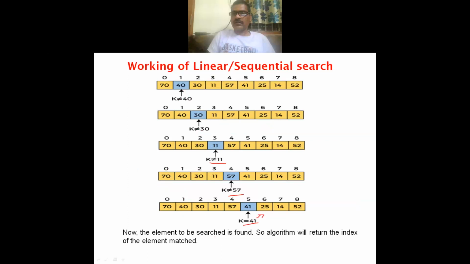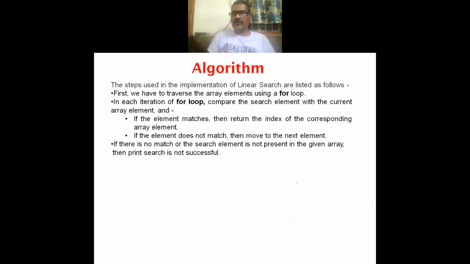Now the element is found at this index location. The index location is 5. At the fifth index location, the search element is found. This is how we are sequentially searching: first the 0th location element, then the first location, and then the next, and so on. We are searching the elements sequentially one after another. That is the reason it is called a sequential search or a linear search. The algorithmic steps which are used in implementation of the linear search are given below.